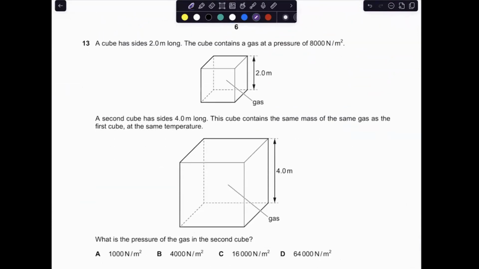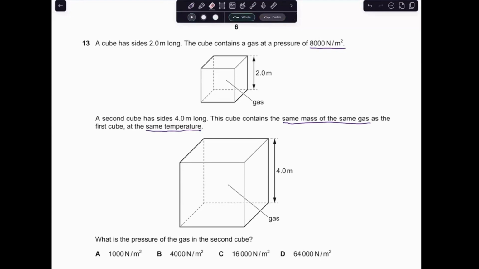All right, so now a cube has sides 2 meters long. The cube contains a gas at a pressure of 8,000 Newton per meter squared. And a second cube has sides 4 meters long. This cube contains the same mass of the same gas as the first cube at the same temperature. So the mass is not changing, temperature is not changing. What is the pressure of the gas in the second cube?